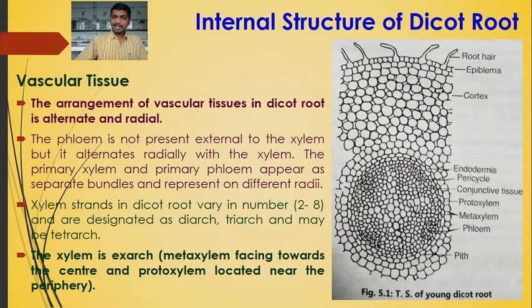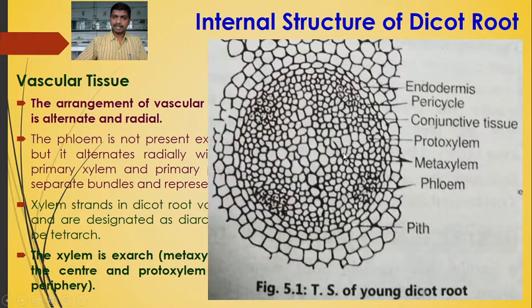The xylem is exarch. Now this is another characteristic of the internal structure of the dicot root. The xylem is exarch, meaning metaxylem faces towards the center while protoxylem is located near the periphery. Here in this zoom we can clearly see this is the metaxylem, and this one is the protoxylem.